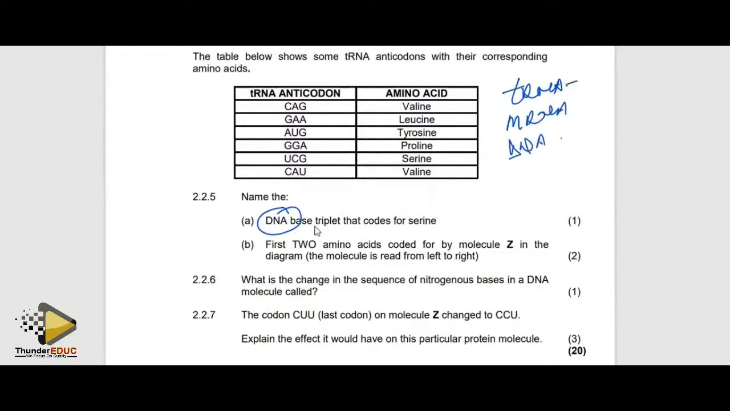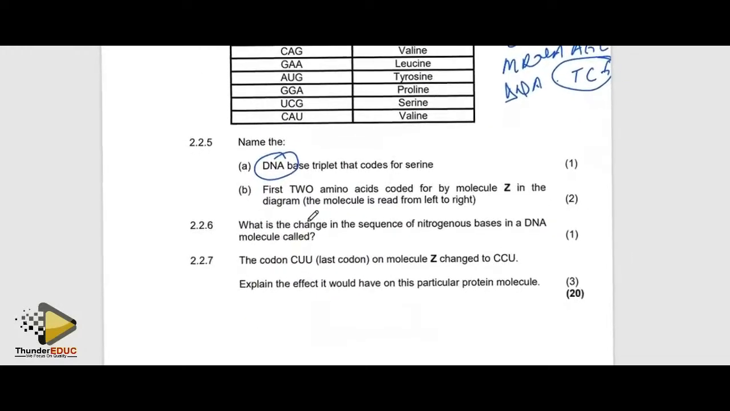If it is tRNA, it is saying serine is UCG, so U goes with A, C goes with G, and G goes with C. So it's going to be TCG. So that is the code for DNA. It means that you have to convert it two times.